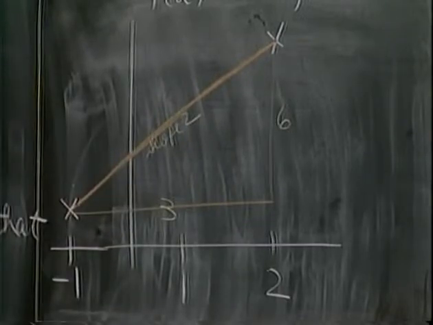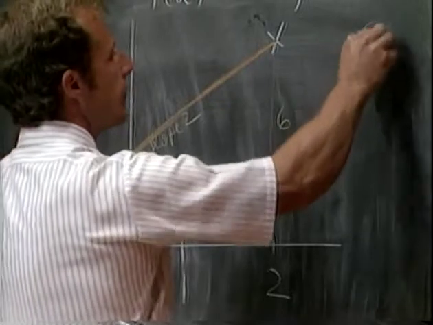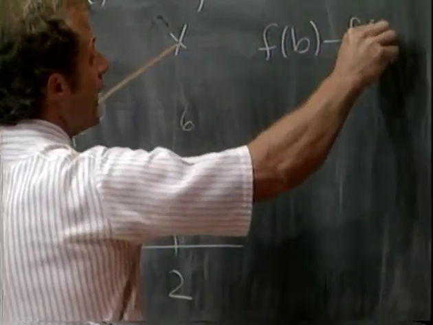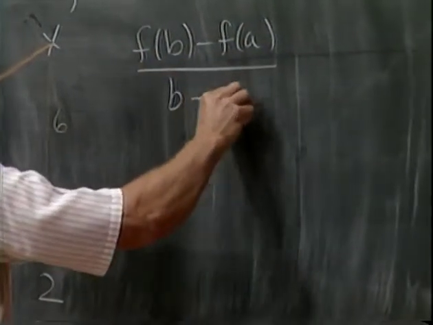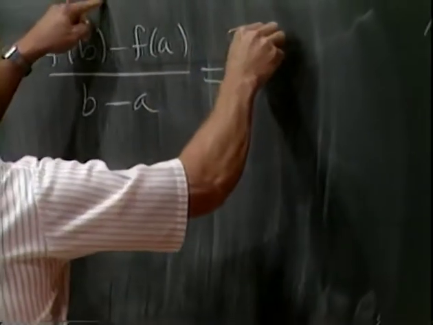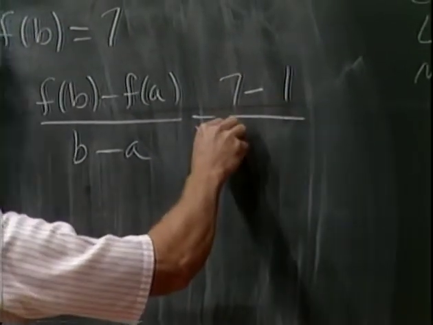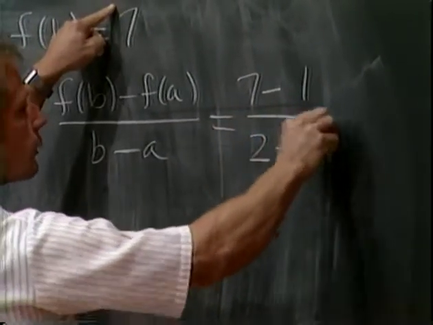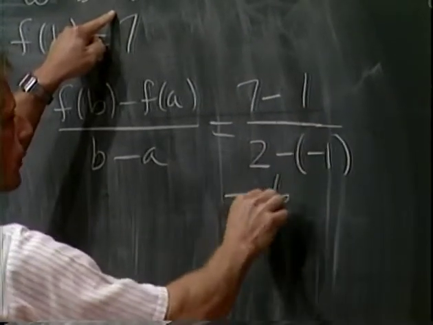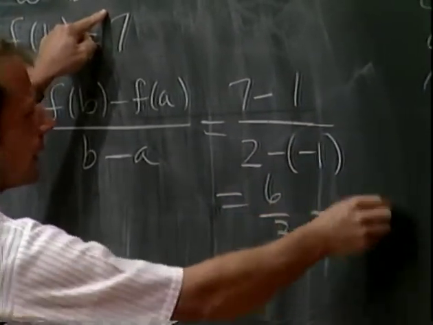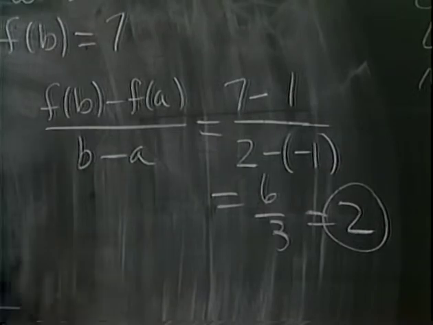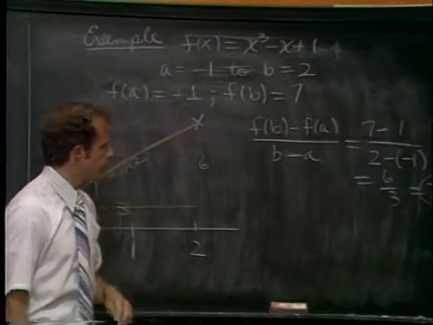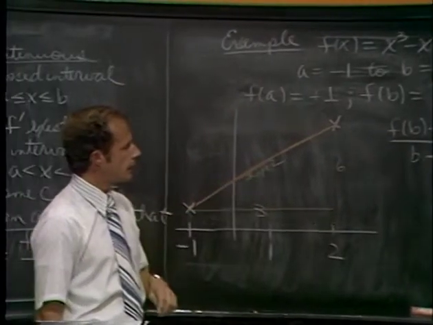Now, for those that don't draw pictures, what will happen is that you'll come over here and say, well, f of b minus f of a, they asked me to compute this, so I'll go ahead and do it, is 7 minus 1 over 2 minus a minus 1, and that's 6 over 3, that's 2. Okay, you get numbers. I hope you appreciate where they come from and what they refer to. That's the slope of the secant line.